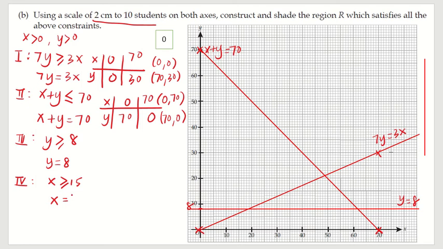We draw a line for x equal to 15. From the x-axis, find 15. 15 is here. So your equation is a straight line passing through the x-axis at 15. This straight line extends until the top of the graph. Extend it and label it, this is your x equal to 15. One, two, three, four, so you have your four constraints now.